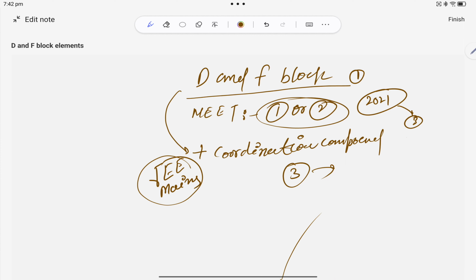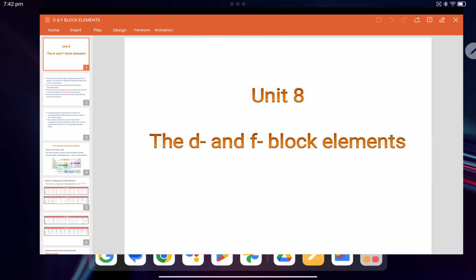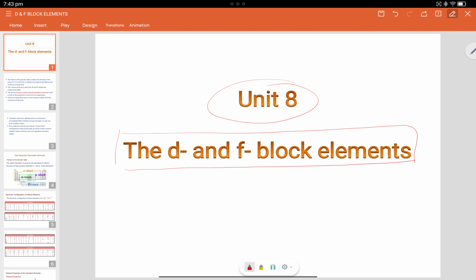So this chapter basically, here you can check on the screen, it is coming unit number 8, the D and F block elements. D block elements and F block elements we are going to start.